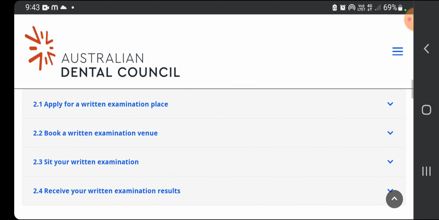When it comes to the basic things for the written examination, the main thing is you have to get a successful initial assessment. Then they will give a date to apply for the written examination place. Later you have to book a written examination, sit for your written examination, and then receive the results.